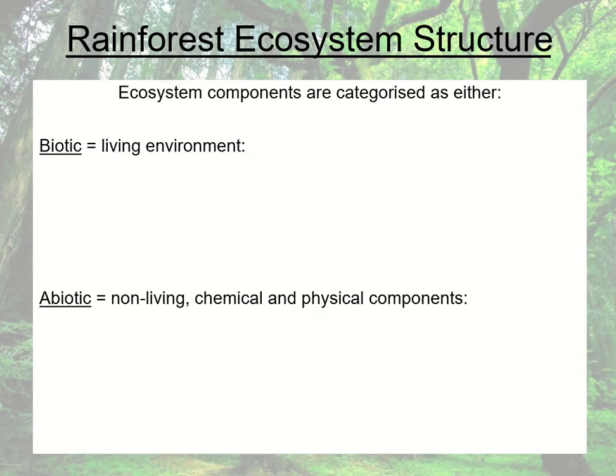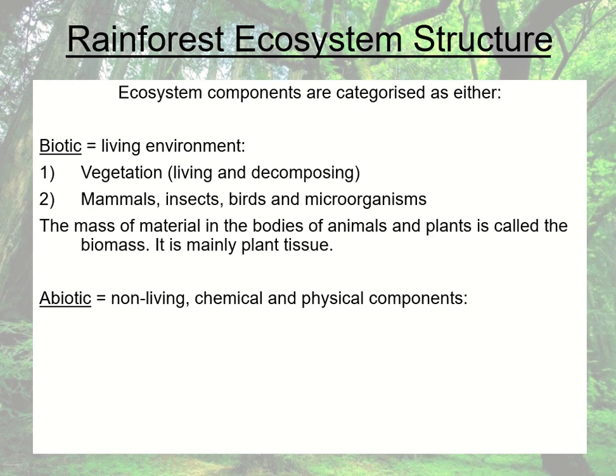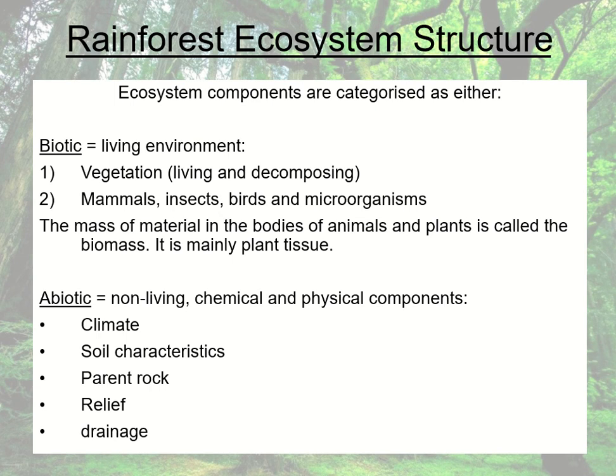Just to recap as well about what the difference is between biotic and abiotic factors. Biotic, the living parts of an ecosystem, and abiotic, the non-living parts. So, for example, biotic can include vegetation, can include mammals, insects, birds, microorganisms, and all of that together is called the biomass. And the abiotic can be the air, the land, the water that's there. The climate is an abiotic characteristic. Soil, parent rock, relief and drainage, all of those things, they're non-living, but they can determine what sort of biotic things can live in that particular environment.